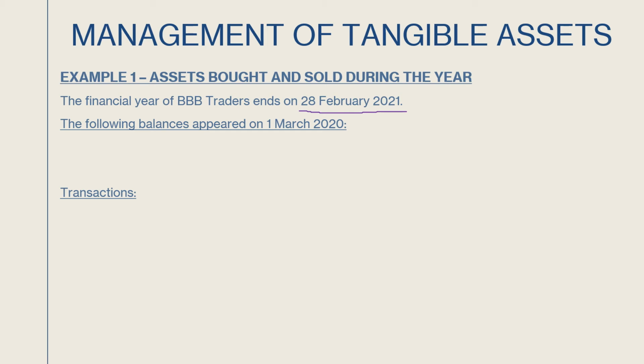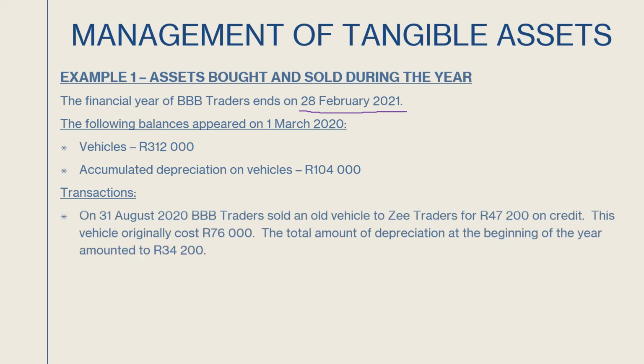The balances in the books at the beginning of the financial year for vehicles were 312,000, and accumulated depreciation on vehicles was 104,000. Then they say on the 31st of August 2020, BBB Traders sold an old vehicle to Z Traders for 47,200 Rand on credit. The vehicle originally cost 76,000 Rand and the total amount of depreciation at the beginning of the year amounted to 34,200. Now, all of this information is important.